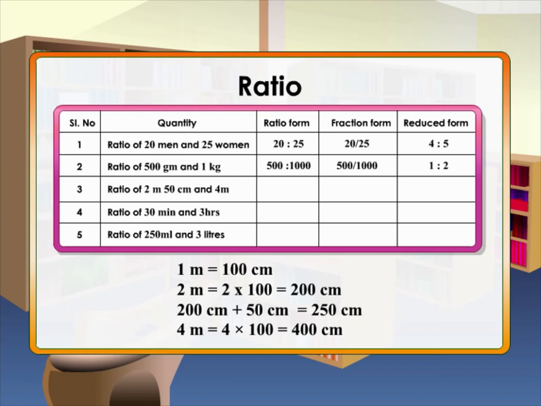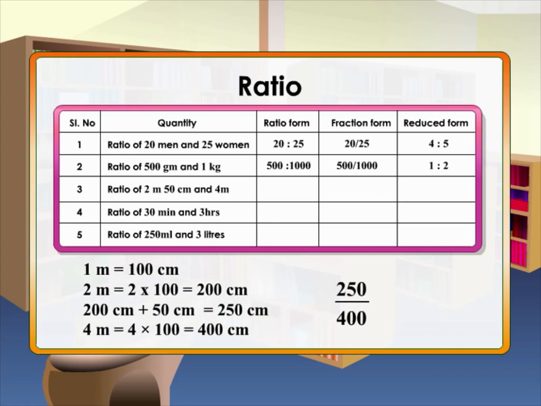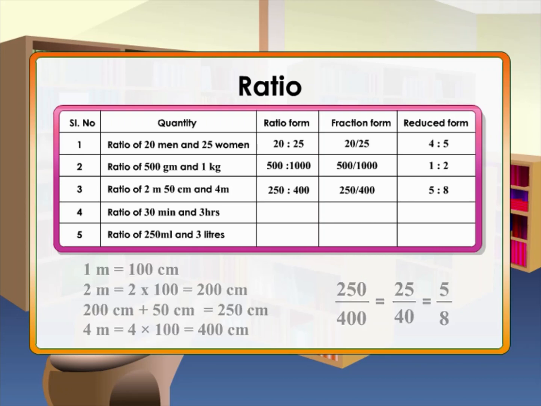In the same way, we have to convert 4 meter as 4 times 100, which is equal to 400. We write 250 divided by 400. Cancel 1 0 in the numerator and denominator, and cancel 25 divided by 40. We get 5 divided by 8. So we write 250 is to 400 in ratio form, then 250 divided by 400 in fraction form, and 5 is to 8 in the reduced form.